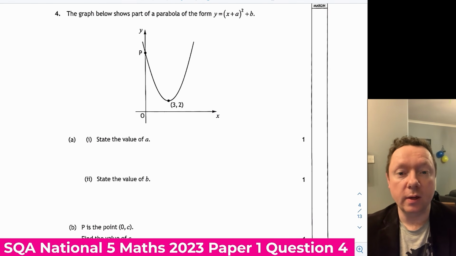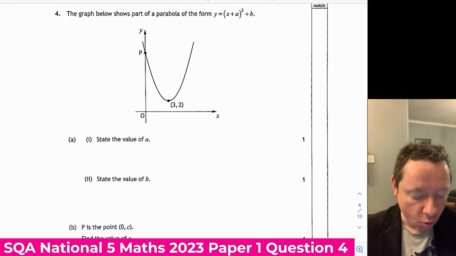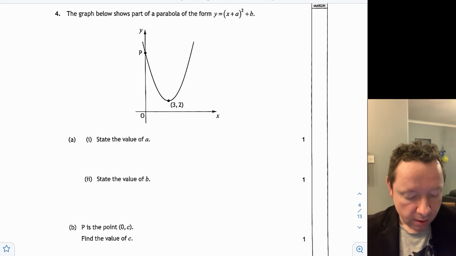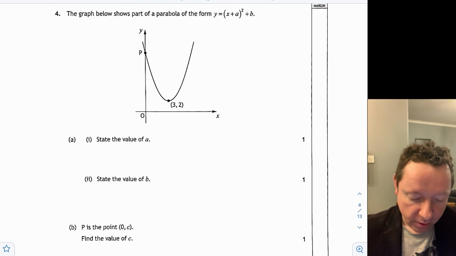SQA National 5 Maths 2023, paper 1, question 4. The graph shows part of a parabola in the form y equals x plus a squared plus b. Now we're completing the square. State the value of a and state the value of b.